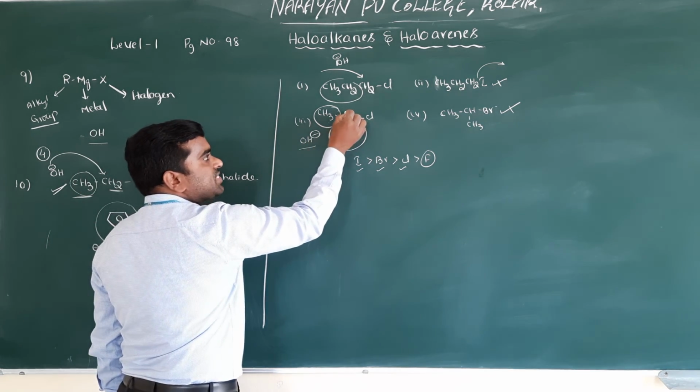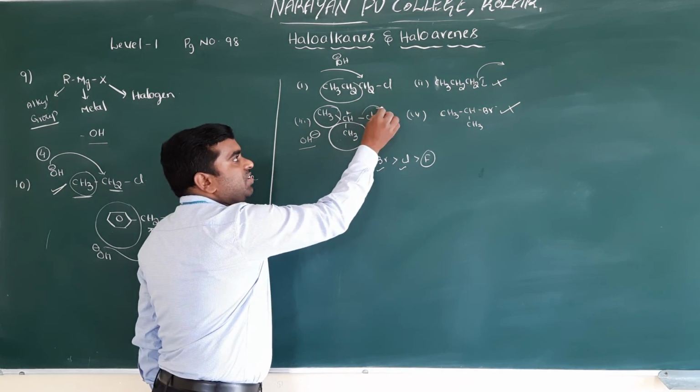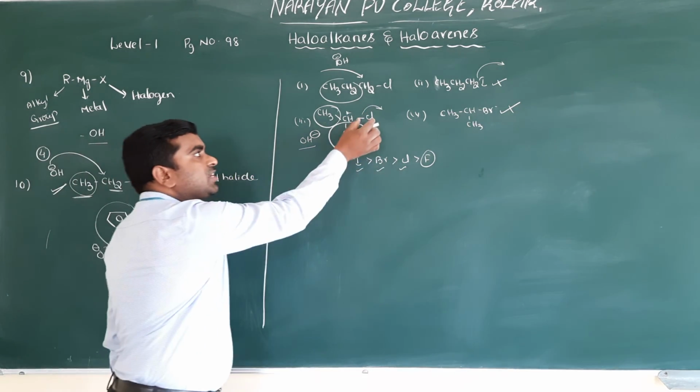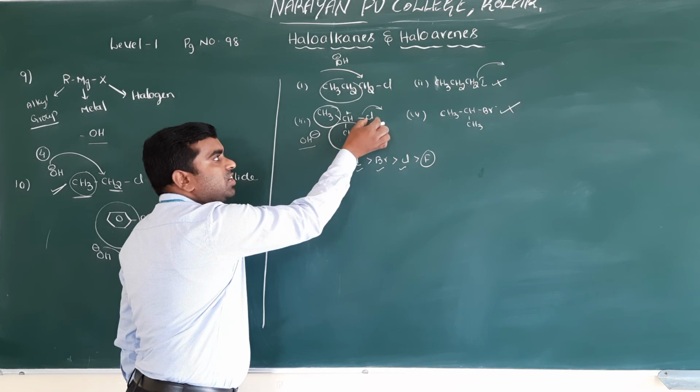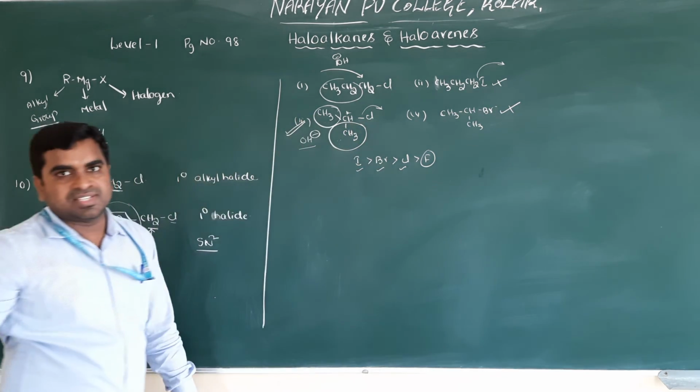to attack on this carbon. So that's why chlorine will not leave easily. So in this compound chlorine will show the minimum reactivity. So option 3 is the correct one.